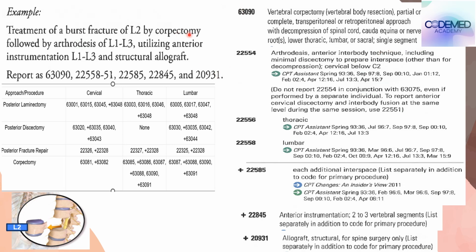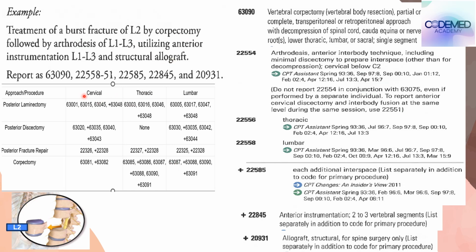In our case, what is a segment? A segment is a vertebral bone, and they have removed L2. Removed why? Because they have used the word corpectomy. And here I have given the table also, that will help you to check quickly that for the lumbar vertebra, a single segment is 63090, and for each additional segment we use the add-on code, but in our case only one vertebra has been removed.